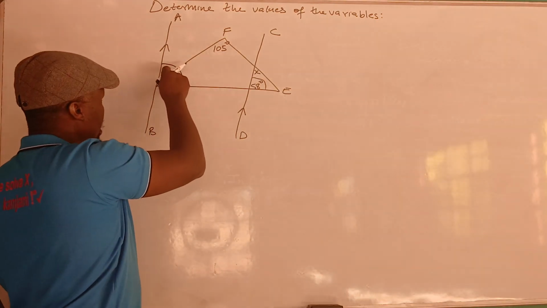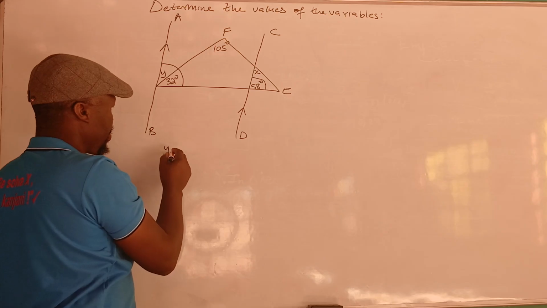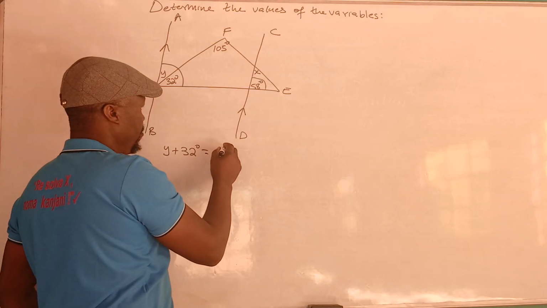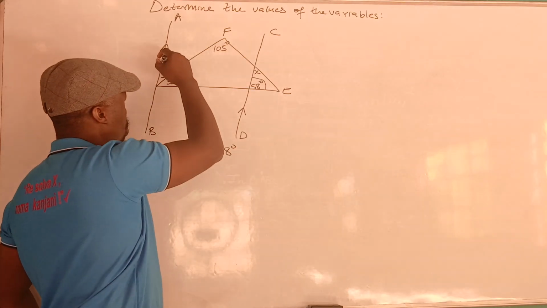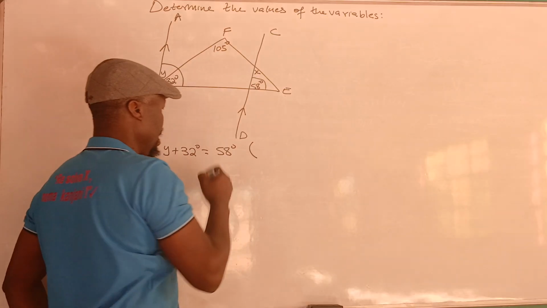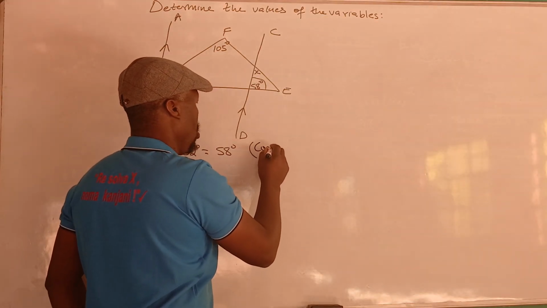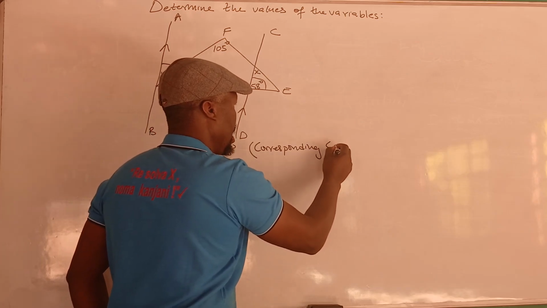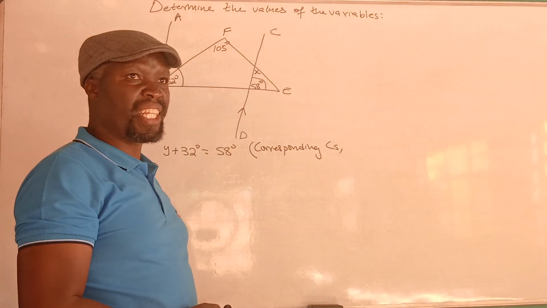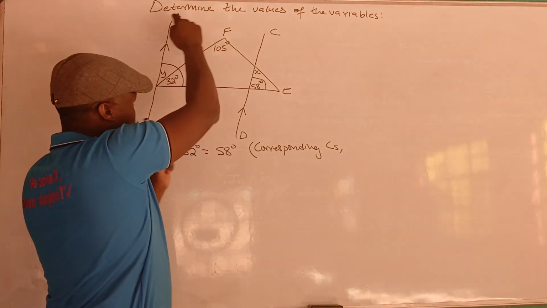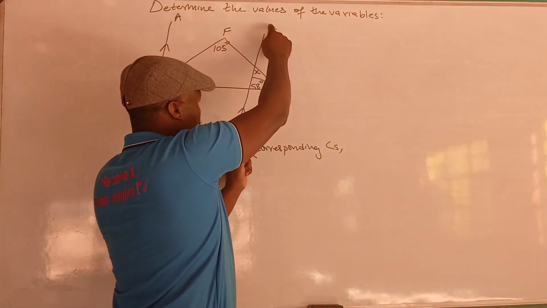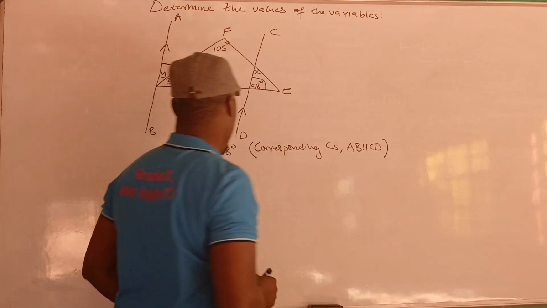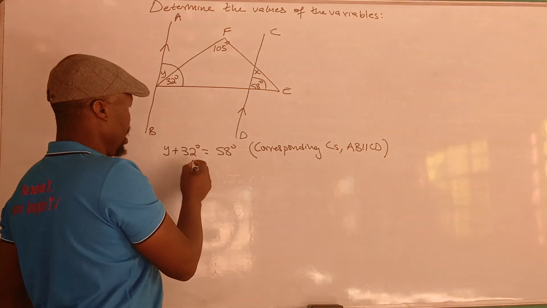So we're just going to say the sum of these two angles, y plus 32 degrees, is equal to 58 degrees. This whole angle is equal to that. The reason is that they are corresponding angles. Why do we say they are corresponding angles? Because line segment AB is parallel to line segment CD. Okay, from there we have to solve accordingly.